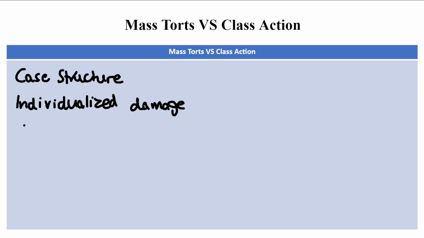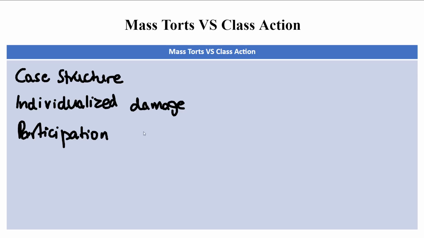Then we have participation. Now, unlike class actions, mass torts require plaintiffs to opt in by filing their own lawsuits. Each plaintiff is typically represented by their own attorney, ensuring their case is handled according to their unique needs. Now, we're going to go ahead and look at an example.